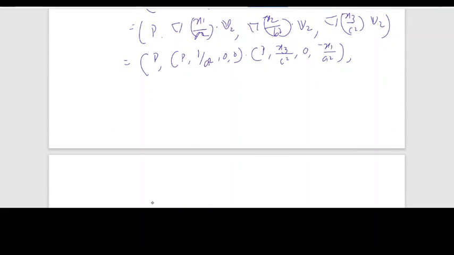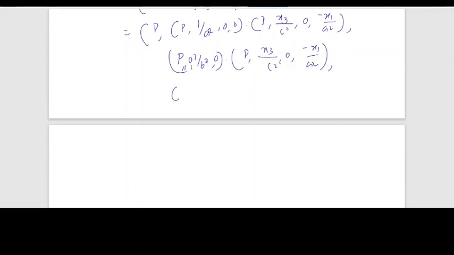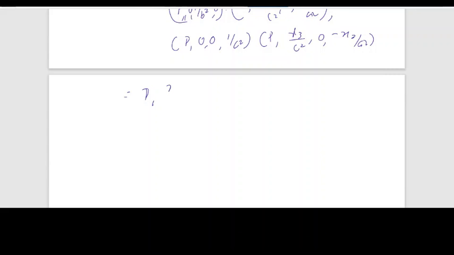Okay, then next, p (0, 1 by b square, 0) dot v2, that is (x3 by c square, 0, minus x1 by a square), then p (0, 0, 1 by c square) into p (x3 by c square, 0, minus x1 by a square). As we did earlier, if we take their dot products we get x3 by a square c square, 0, then minus x1 by a square c square.